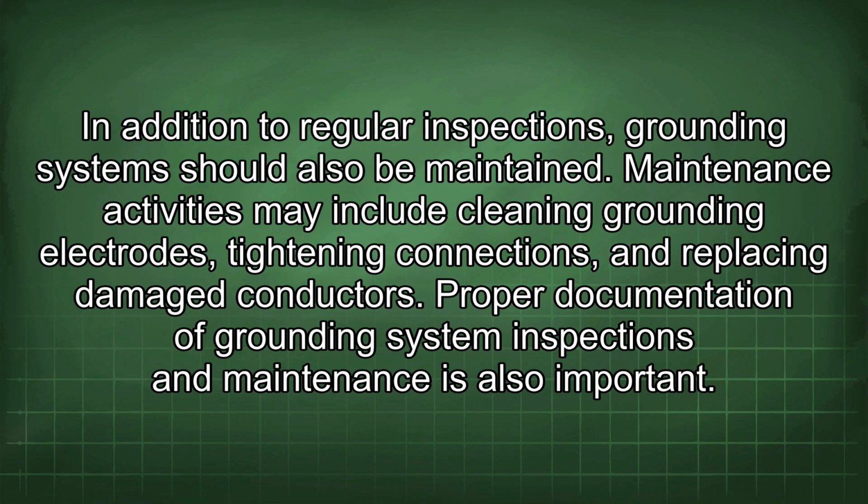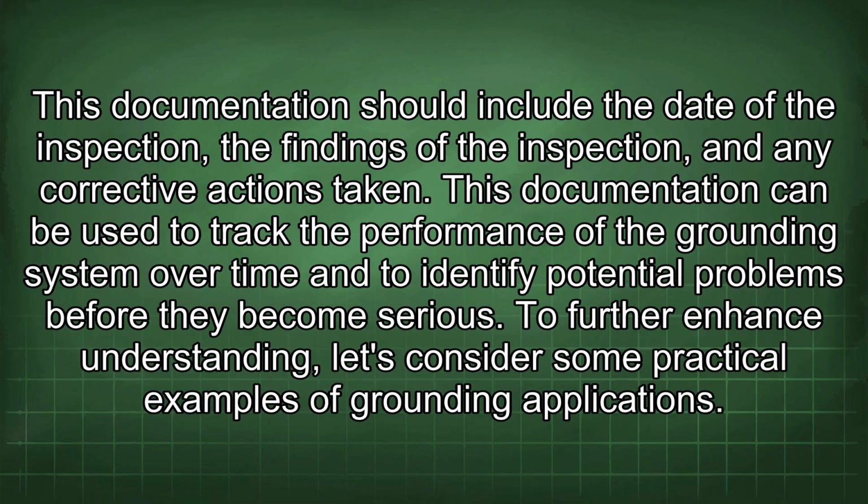In addition to regular inspections, grounding systems should also be maintained. Maintenance activities may include cleaning grounding electrodes, tightening connections, and replacing damaged conductors. Proper documentation of grounding system inspections and maintenance is also important. This documentation should include the date of the inspection, the findings of the inspection, and any corrective actions taken. This documentation can be used to track the performance of the grounding system over time and to identify potential problems before they become serious. To further enhance understanding, let's consider some practical examples of grounding applications.